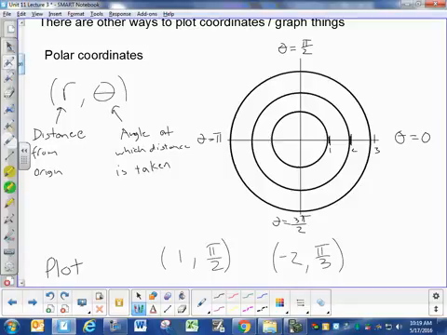Okay. So the reason why it's r then theta is because we list them in alphabetical order. R comes before t, so r then theta.